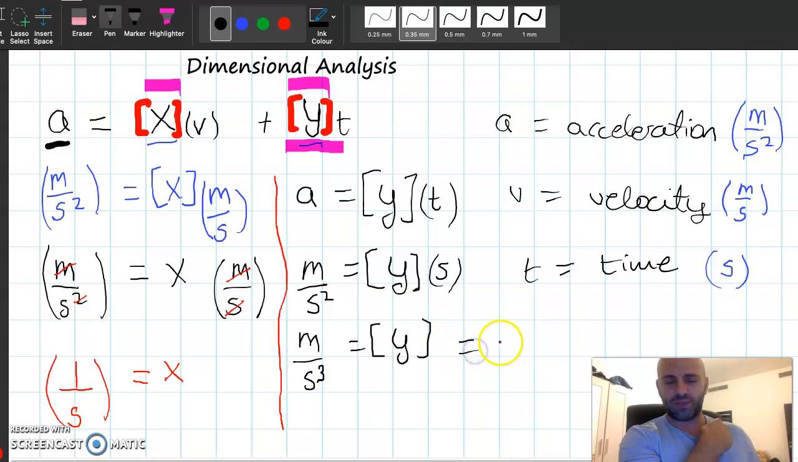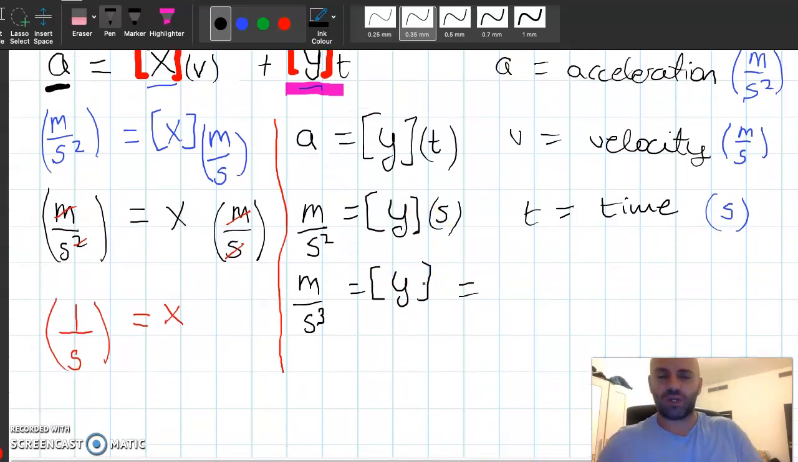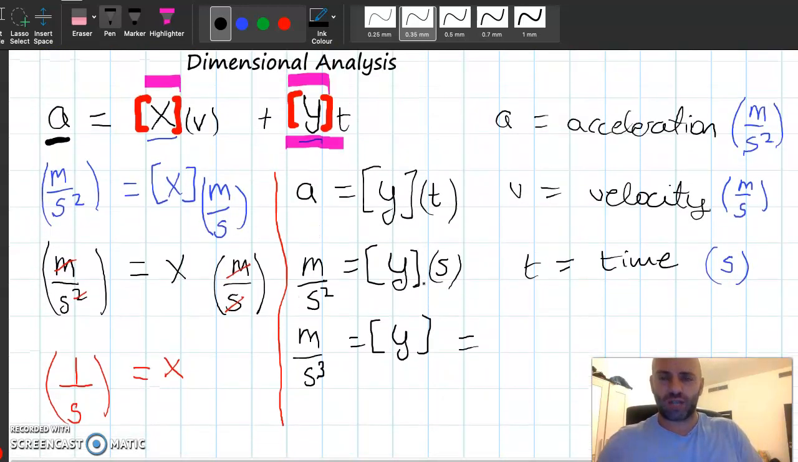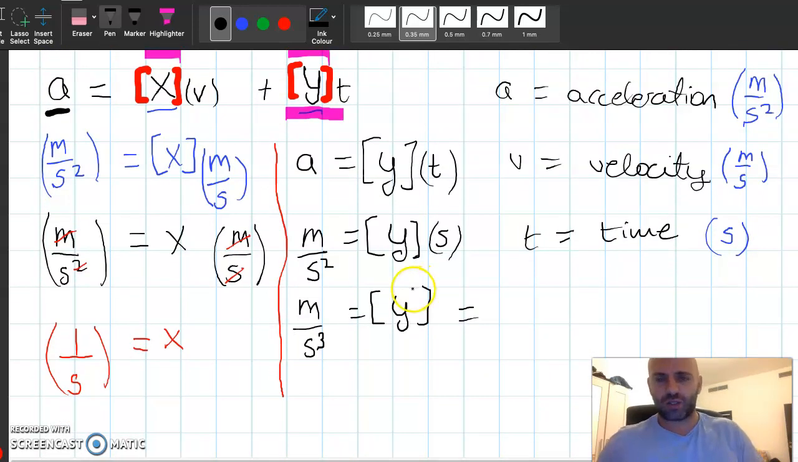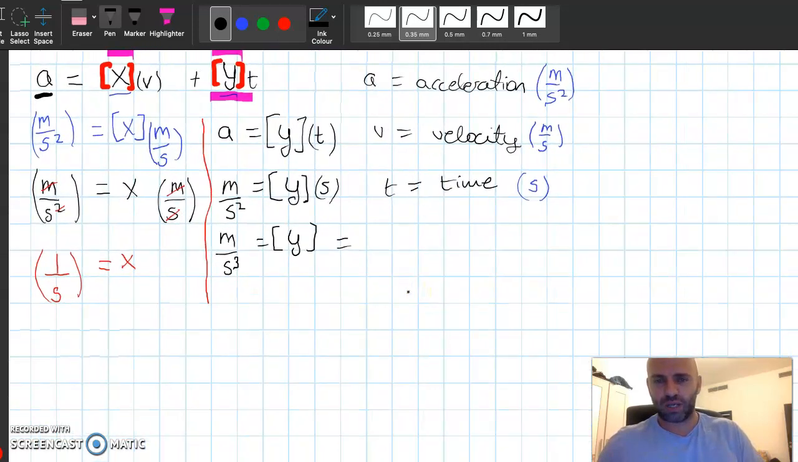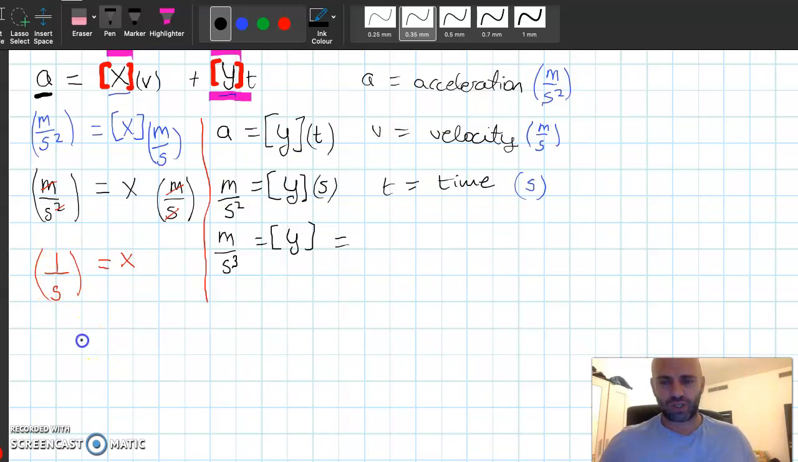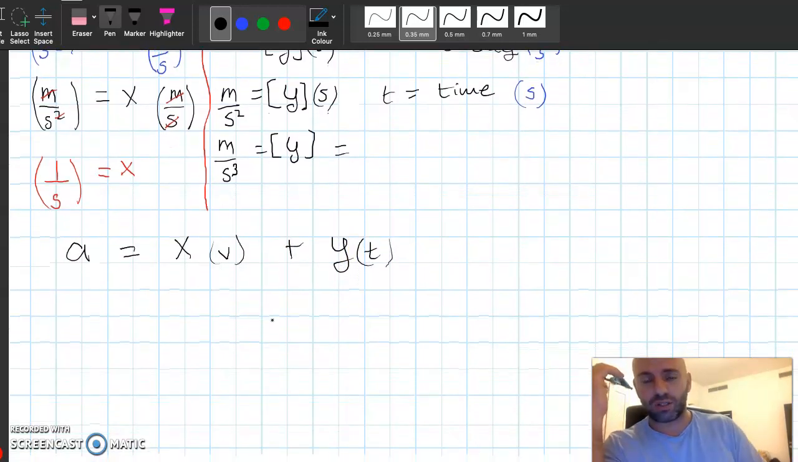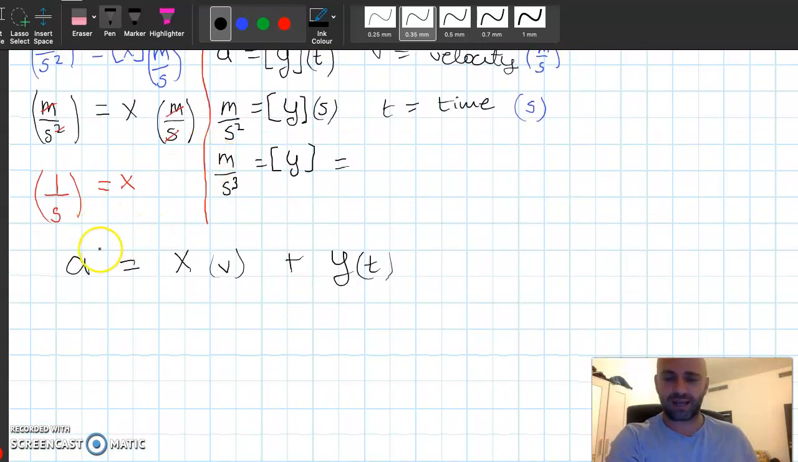This is a funny looking unit, but it's a quantity known as jerk, which is a rate of change of acceleration. A bit of a funny one. Now what we'll do is double check them. Let me come back to my original equation. The original equation said a equals x times velocity plus y times time. I'm going to plug in all the units here and they should cancel out.